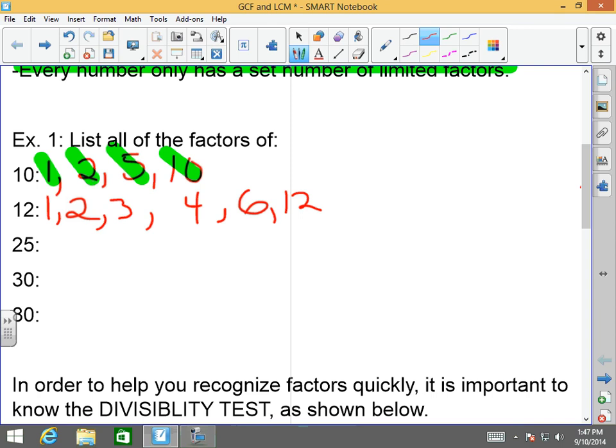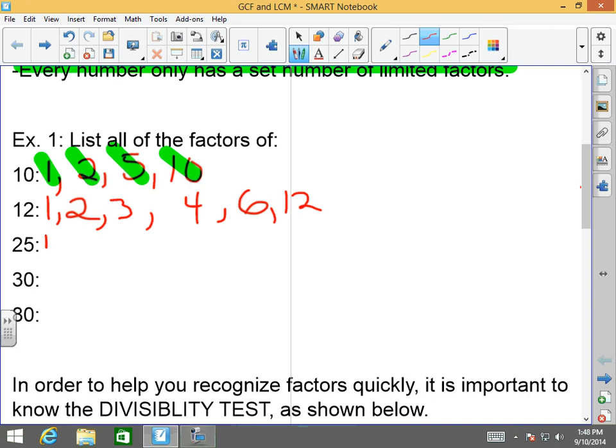Does 5 go into 12? No. Does 6 go into 12? But we already have it. Does 7 go into 12? Does 8 go into 12? Does 9 go into 12? Does 10 go into 12? We're done. How about 25?